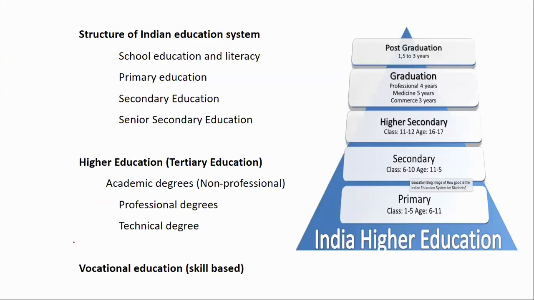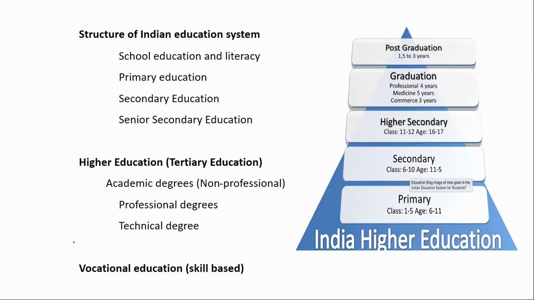Now, first we'll understand how the education system in our country is structured. The Indian higher education system is basically built with primary class, that is classes 1 to 5, with the age group, secondary class, that is classes 6 to 10, along with the age group, and higher secondary consisting of class 11 and 12, that is grade 11 and grade 12, along with the age group.